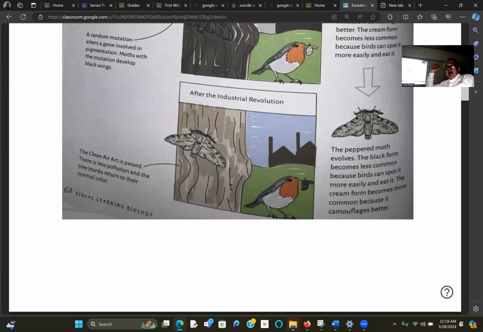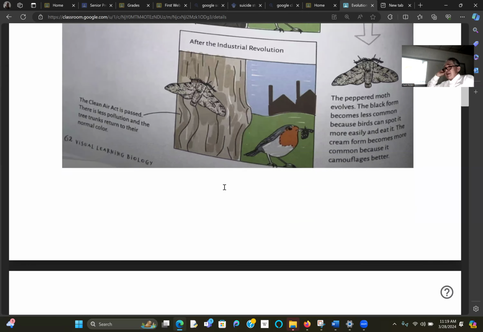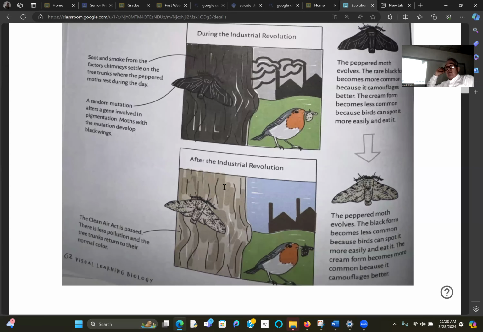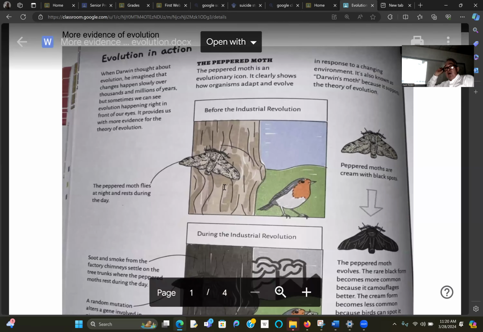But anyways, the trees became cleaner and the black moths disappeared, and we got back to our peppered moth. The way that happened is that some of the black moths had a mutation which made them peppered. All the black moths got eaten by the birds, and the peppered moths were left behind. So that is evolution, or actually the process of natural selection at work.